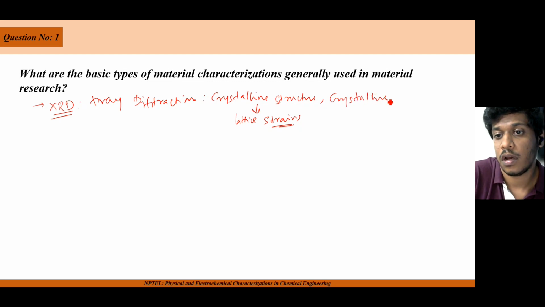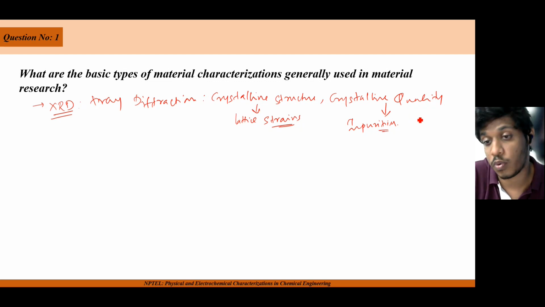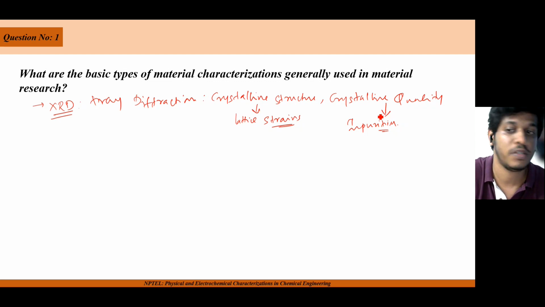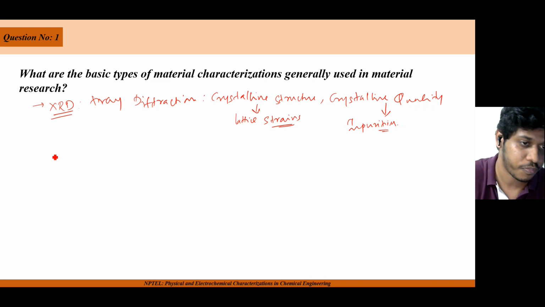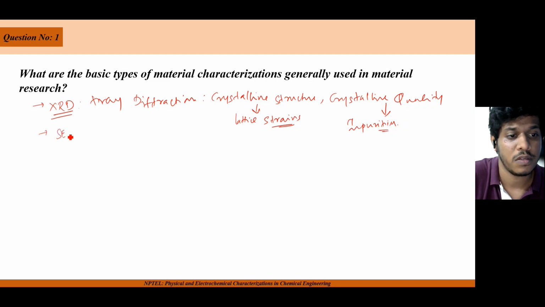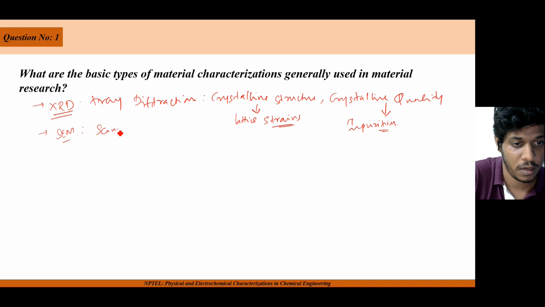This technique would also give me information about the purity content, like if there are any impurities present in the material, or if the phase formation is proper. All those pieces of information can be obtained using an XRD technique. So this is a very powerful technique that is very regularly used by material research scientists on a daily basis. And the other commonly used technique is SEM. SEM stands for scanning electron microscopy.